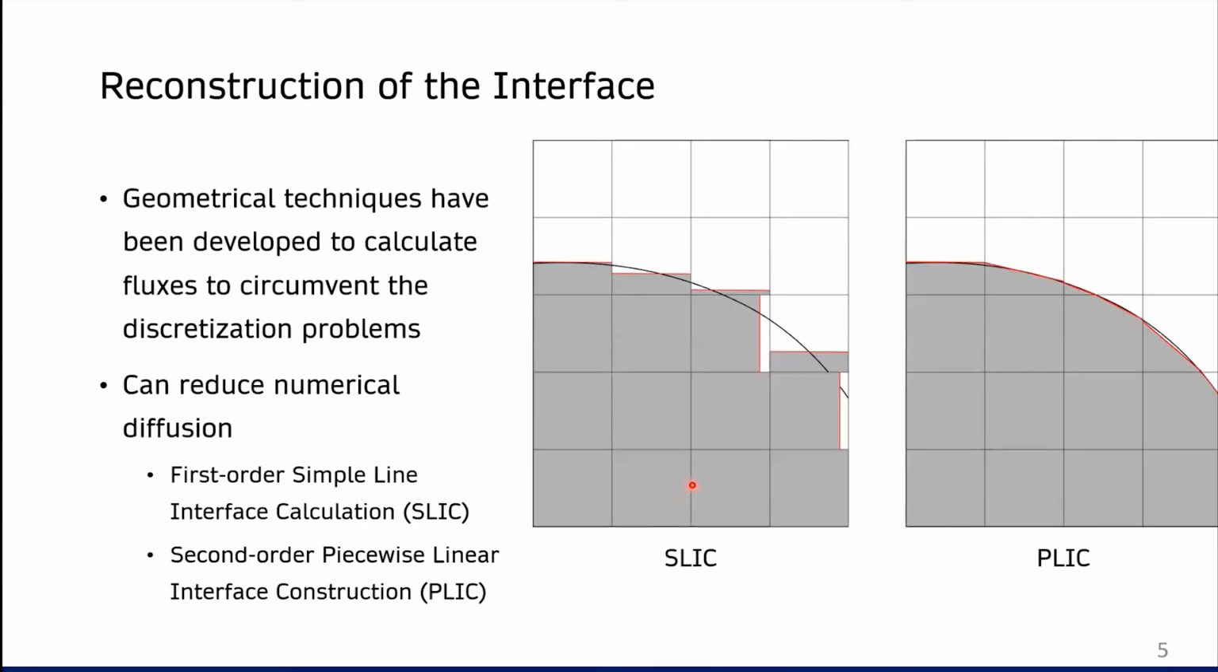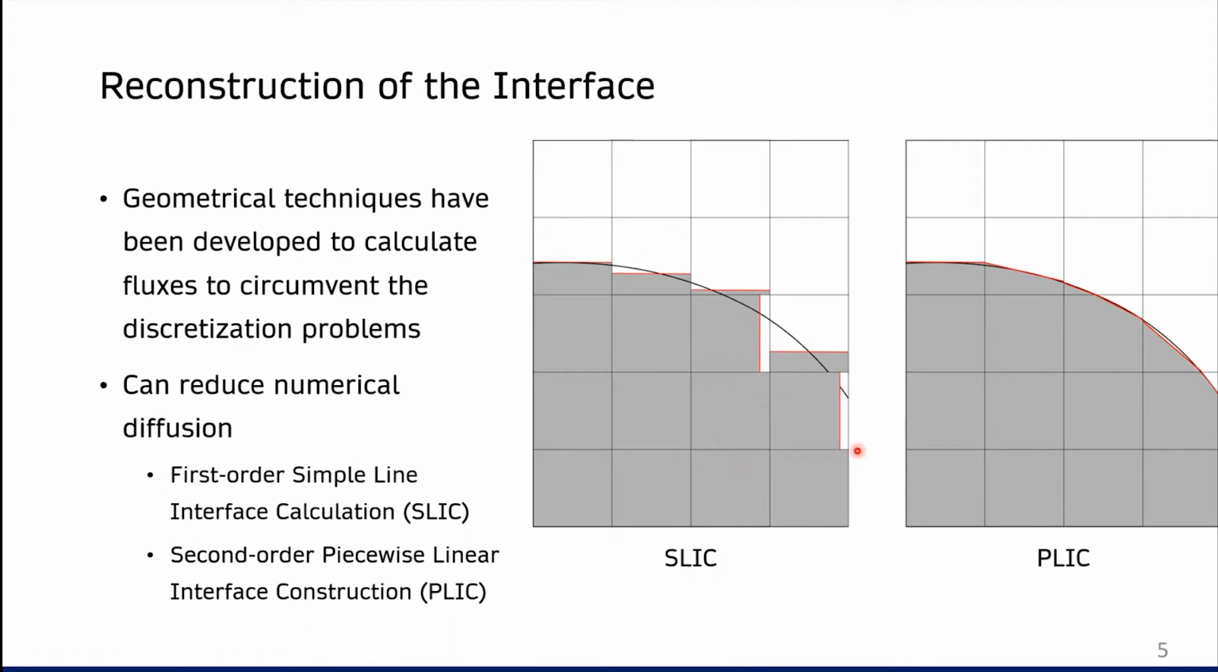There's another class of solutions that are used to circumvent this issue with the discretization, and those are geometrical techniques. In these geometrical techniques, the interface is approximated. For example, the simplest method is called simple line interface calculation. Basically, you approximate the interface with a line parallel to one of the coordinates, depending on the direction of the normal. And we put this line where the volume, or area, under this line is equal to the alpha that we have.